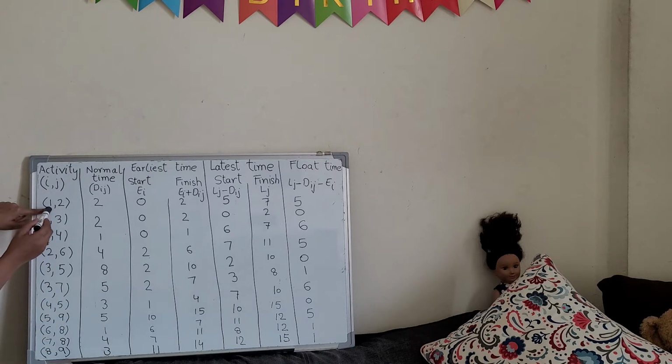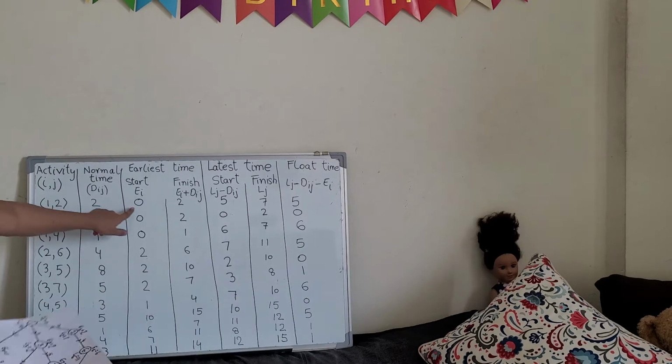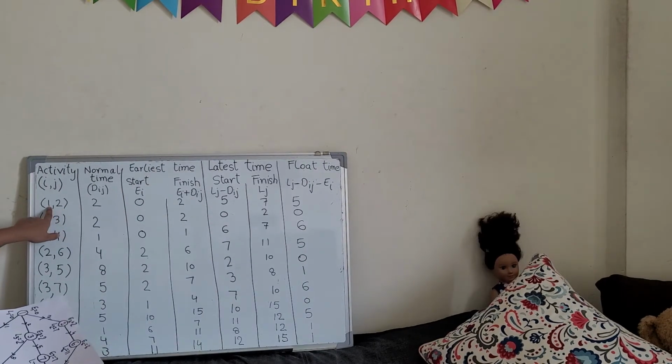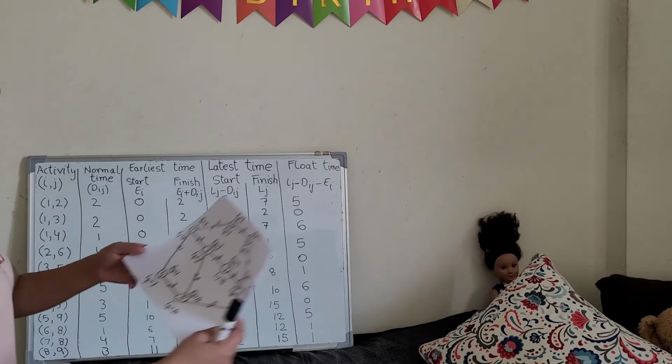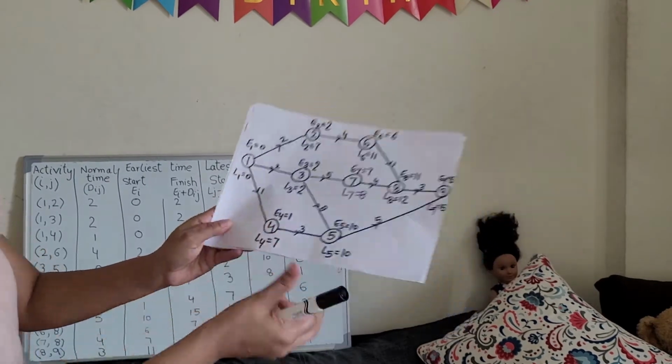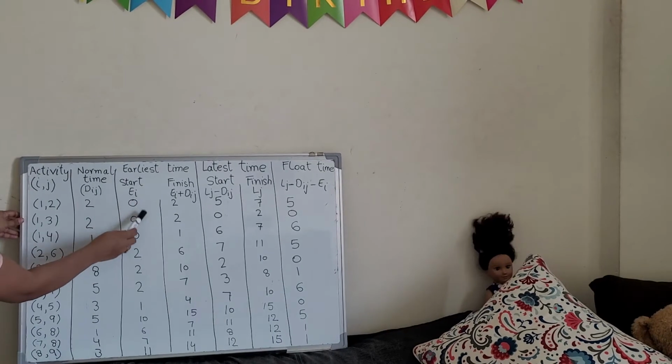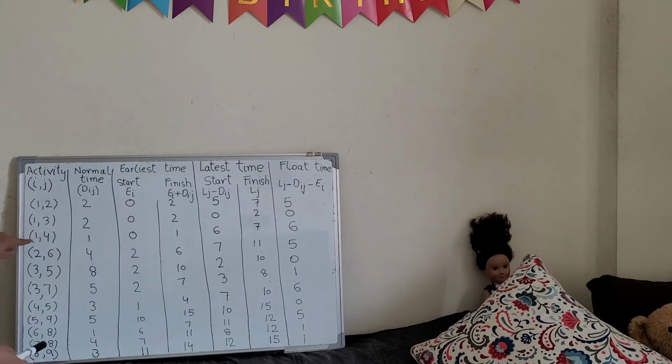Start means first activity. So E1 we will write here, E1 we will write here, E1 we will write here. Here E2 value we will write, here E3 value we will write, here E3 value we will write. So just check the PERT network. This E1, 1 is here. So for E1 will be 0. E1 is 0, right? So E1 is 0, 0, 0 for these three rows.